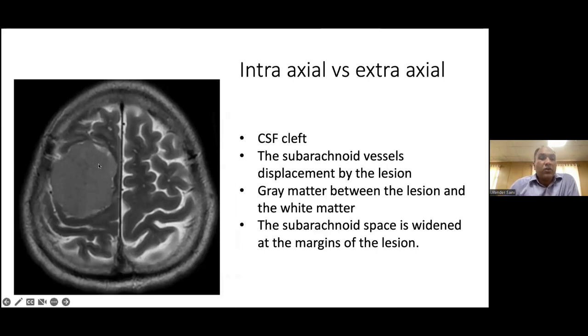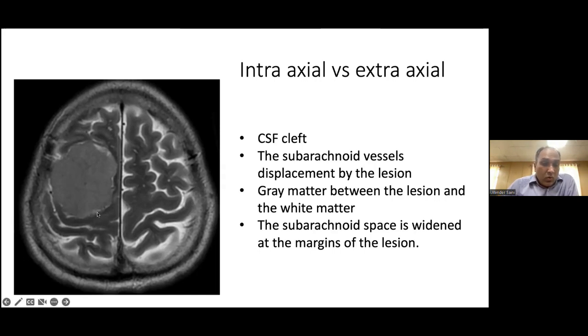So look at this particular case. This is a T2 weighted image. You can see there's a lesion present here. Now you can see around the lesion there are small hyperintense areas coming. You can see here around the lesion there are small hyperintense areas. This means there is CSF surrounding the lesion. This is called a CSF cleft.